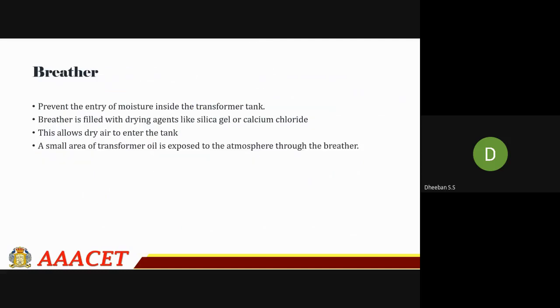So next is the breather. This breather prevents the entry of moisture inside the transformer tank. The moisture content is prevented by the breather. It will be filled with drying agents like silica gel. So you know about silica gel. These kinds of silica gel are placed in any new suitcase you buy. So this allows dry air to enter the tank. Okay.